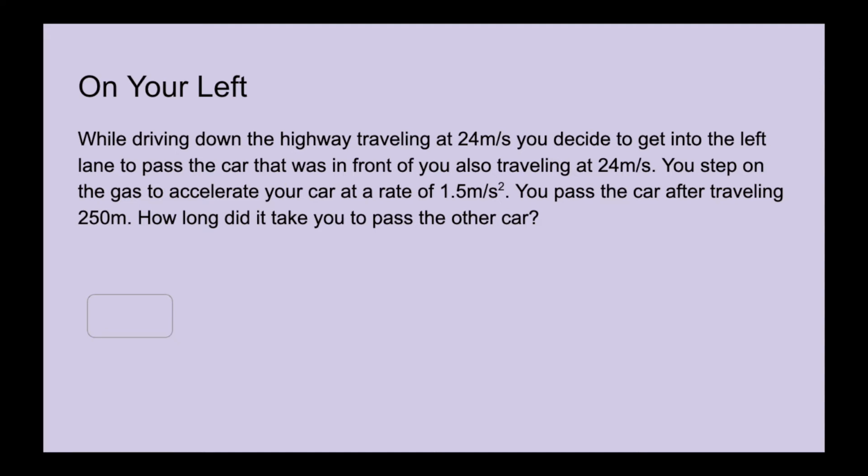While driving down the highway, traveling at 24 meters per second, you decide to get into the left lane to pass the car that was in front of you that also is traveling 24 meters per second. You step on the gas and accelerate your car at a rate of 1.5 meters per second squared. You pass the car after traveling 250 meters. How long did it take you to pass the other car?